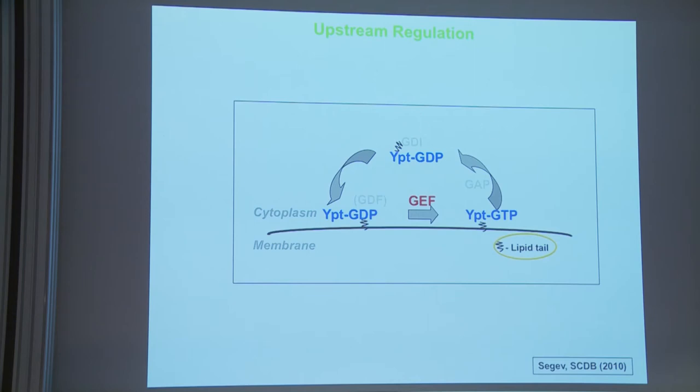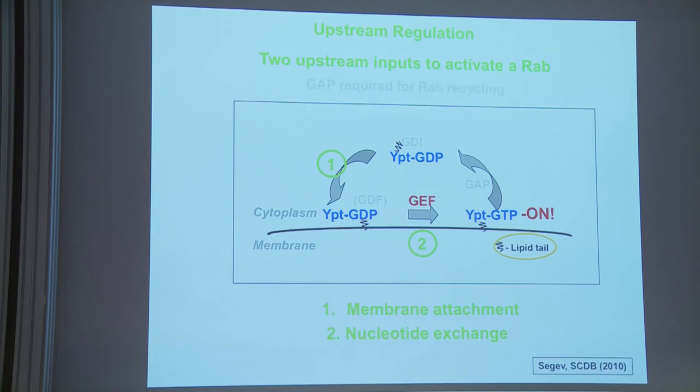It's called GDI. And then when they get on the membrane, they insert their lipid tail here, and then they can be seen by the GEF. So there are actually, for now, two upstream inputs to activate a Rab. One is the membrane attachment, and the second is to turn them on with the GEF, the activator, okay? And once they are in their GTP bound form on the membrane, this is when they are on, okay? What does it mean to be on?